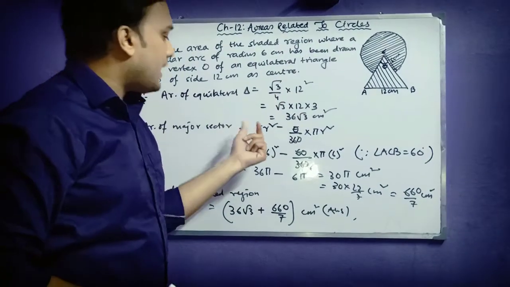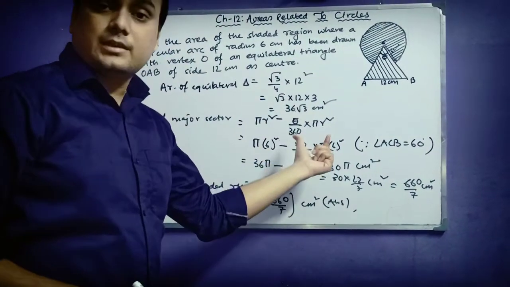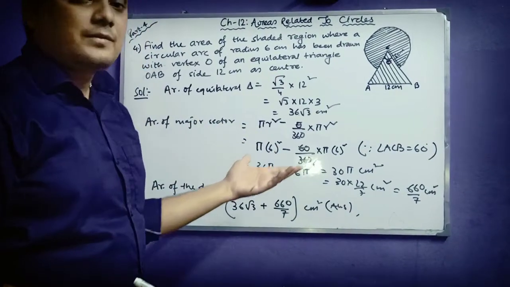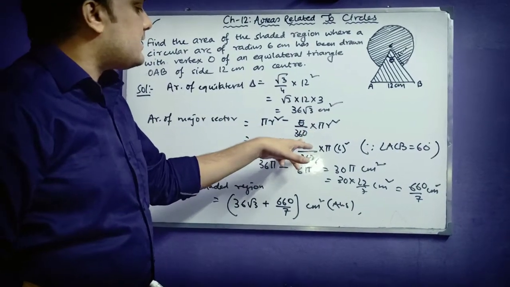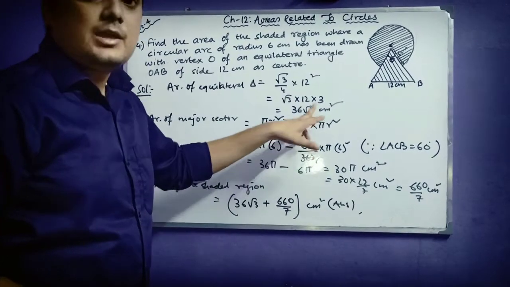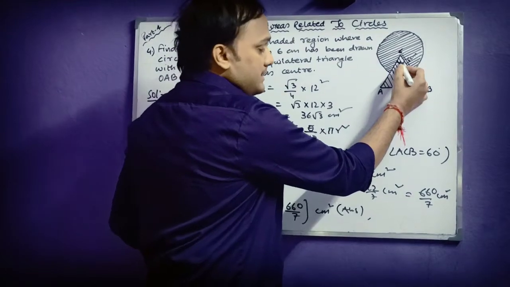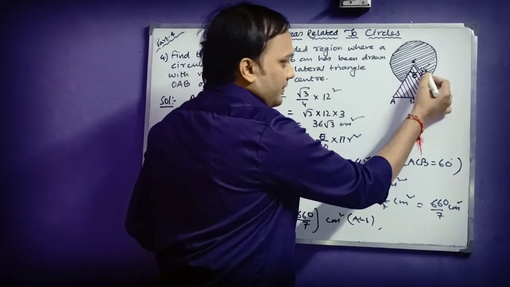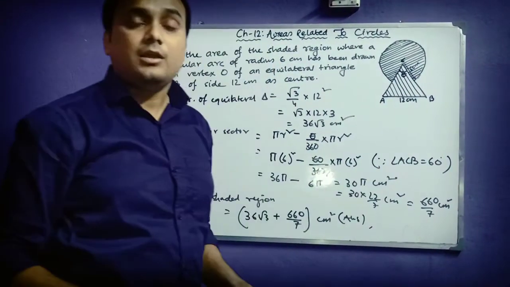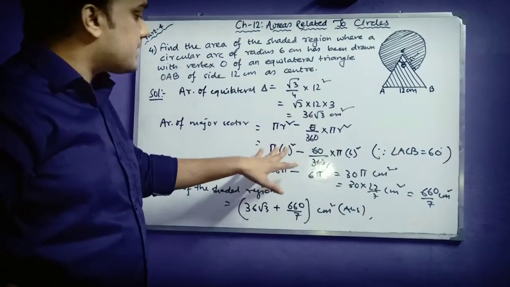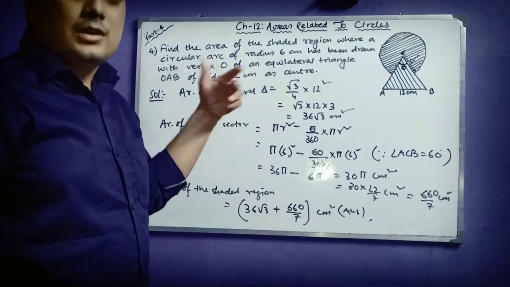The area of the major sector I have found by just subtracting the minor sector from the entire area of the circle, or I could have done it like 300 degree by 360 into pi r square. Why 300 degree? Because if this is 60 degree, then the external angle, that is the reflex angle, would be 300 degree. But I did not do that. I did this one, as both can be done. Any one among these both can be done.